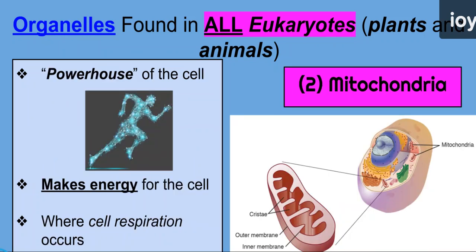The mighty mitochondria. You've probably heard about this in middle school if you went to middle school in Virginia. The mighty mitochondria is the powerhouse of the cell. That's because it's responsible for making energy. Specifically, it makes energy through a process called cellular respiration.